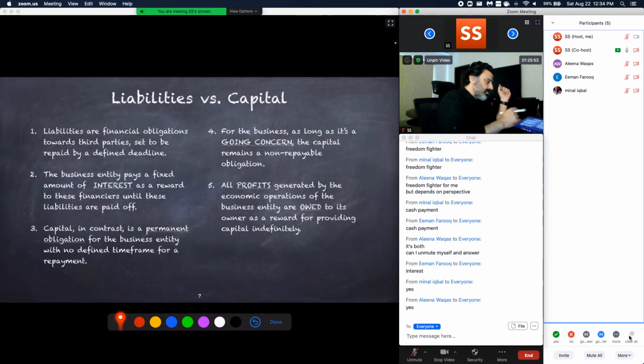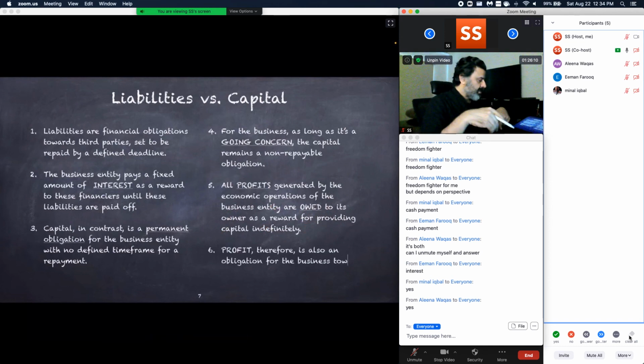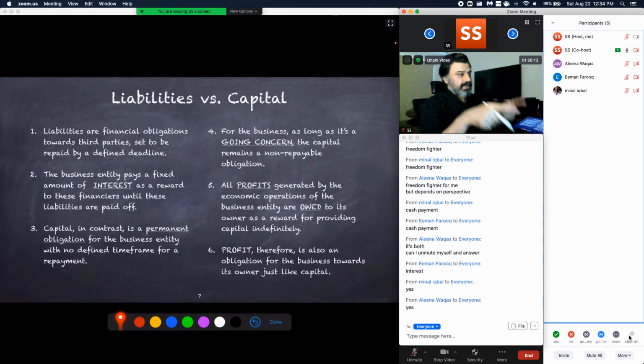And in order to provide this permanent source of finance to you, the only thing that the owner expects from you is that the business entity owes all of its profits back to its owner. So that leads to the next conclusion: the profit that you will make, you're the business entity and you will eventually make profits, all the profits are also an obligation. They are a financial obligation of yours towards your owner, right? So profit, therefore, is also an obligation for the business towards its owner, just like capital. So if you agree with all the 6 points, please give me the final check mark in the participants window, because then this lesson will be over.